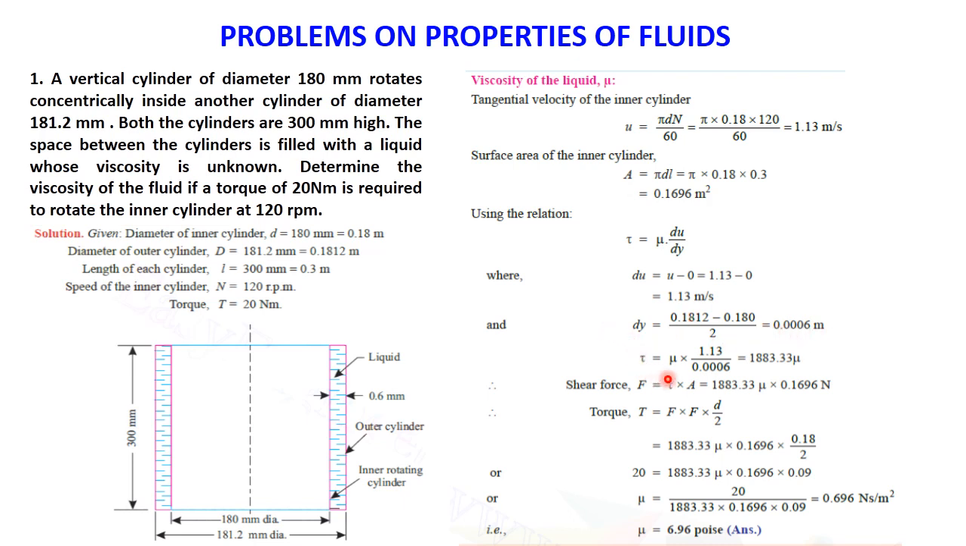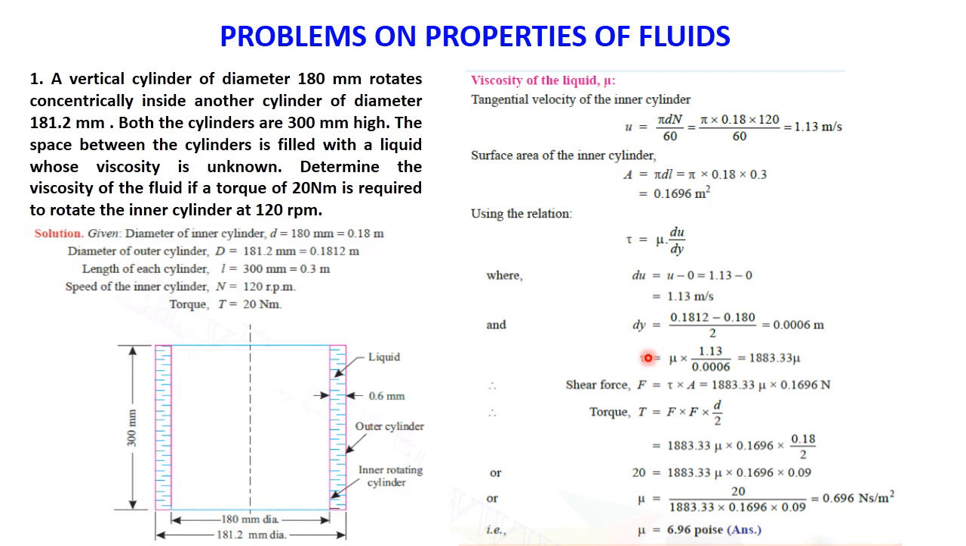Then shear stress will be equal to mu, which is unknown, into 1.13 divided by 0.0006. So here tau is unknown and mu is unknown. So tau will be calculated in terms of the mu equation. So 1883.33 mu is equal to tau.